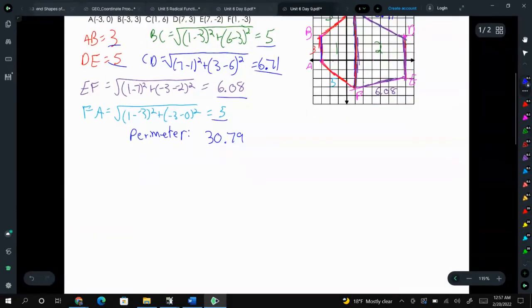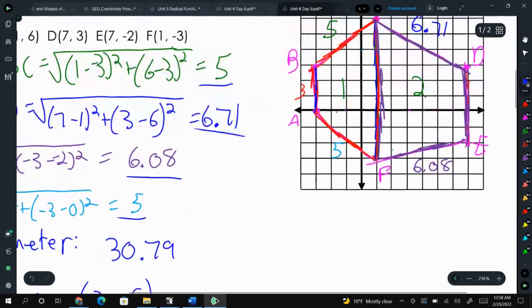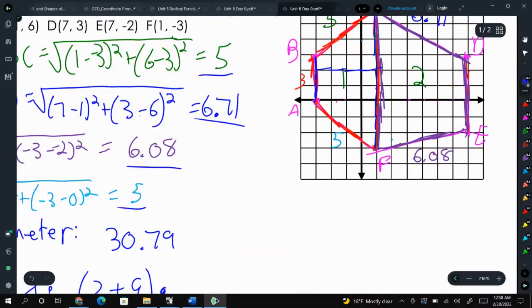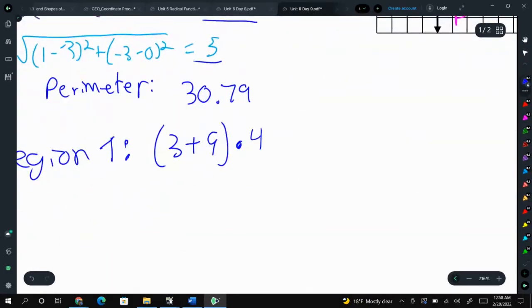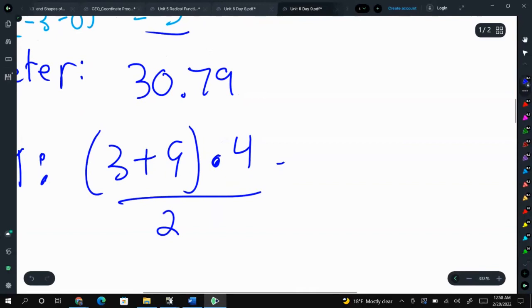So region 1, let's write this down here. Region 1, it's going to be 3 plus 9 times the height. The height goes perpendicular to the bases. So we're going to count 1, 2, 3, 4. It's 4 units from the bases. And divide that by 2. And if we type that into the calculator, that's going to give us 24.